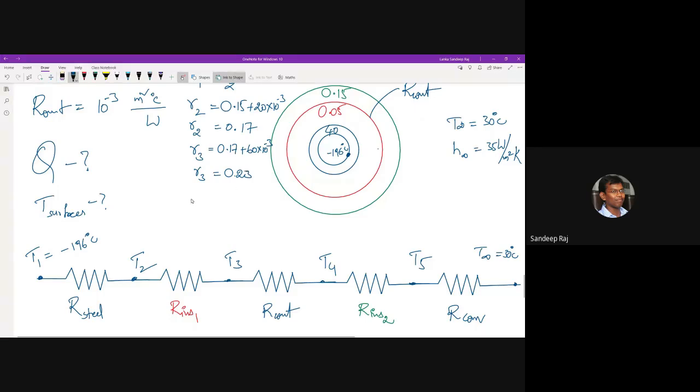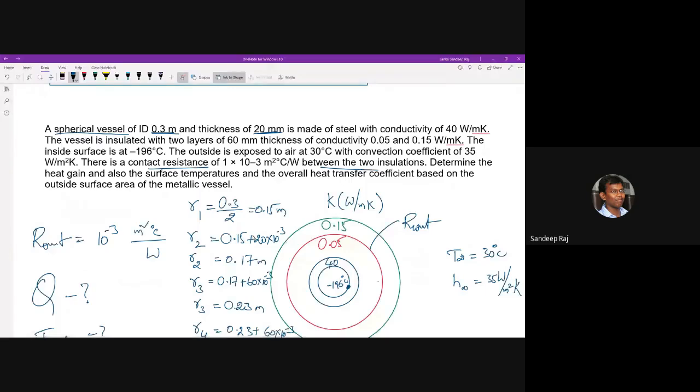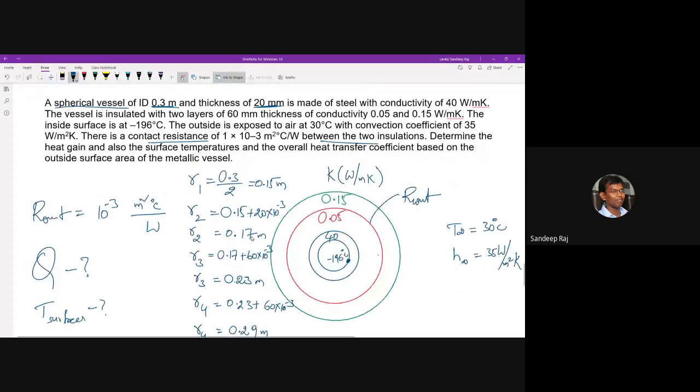It is 0.23. And then R4 is equal to 0.23 plus 60 into 10 to the power of minus 3. That will give you R4 is equal to 0.29 meters. All of them are in meters. So these are all the radius values that you have. So appropriately you have to substitute it here.